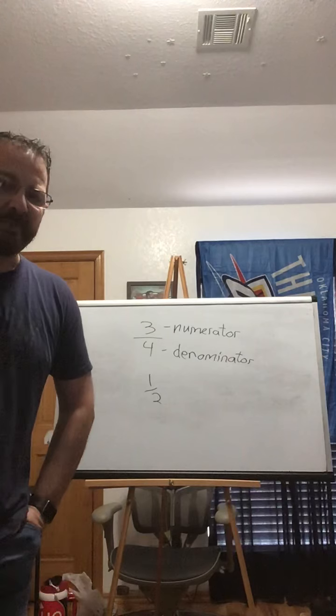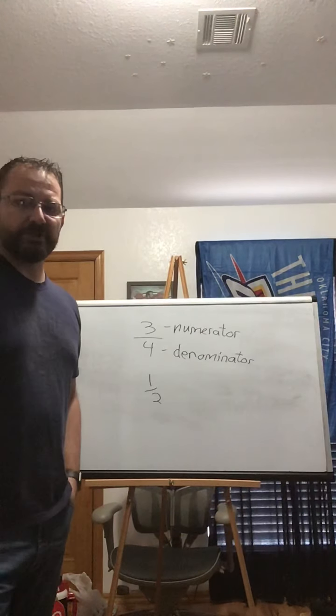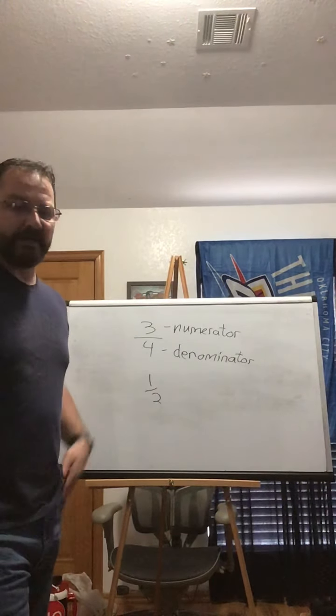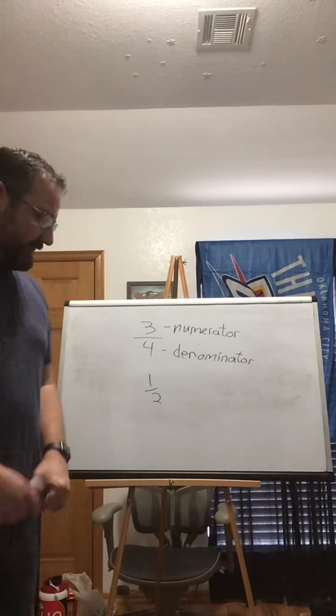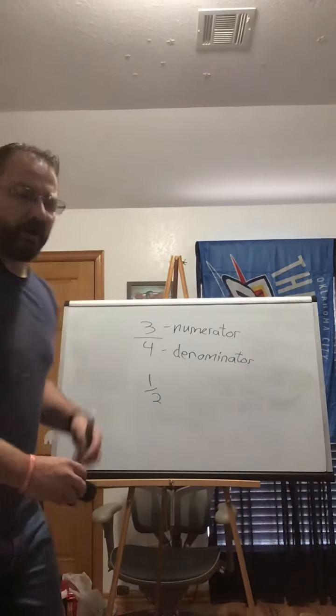But again, the numerator is the top number. That's going to be the number that is answering the question, whether it's shaded or unshaded. The denominator is going to be how many pieces there are in all.